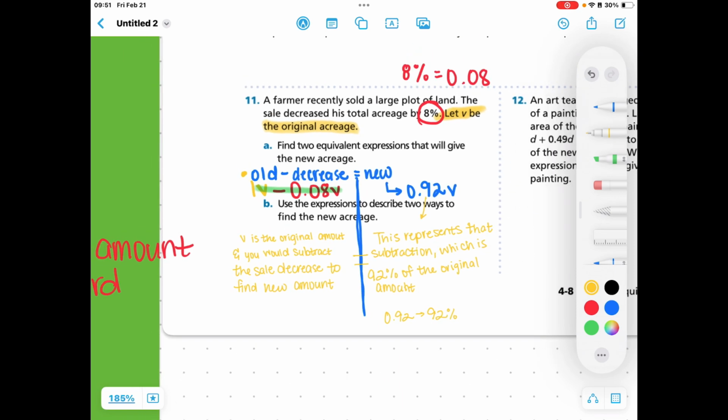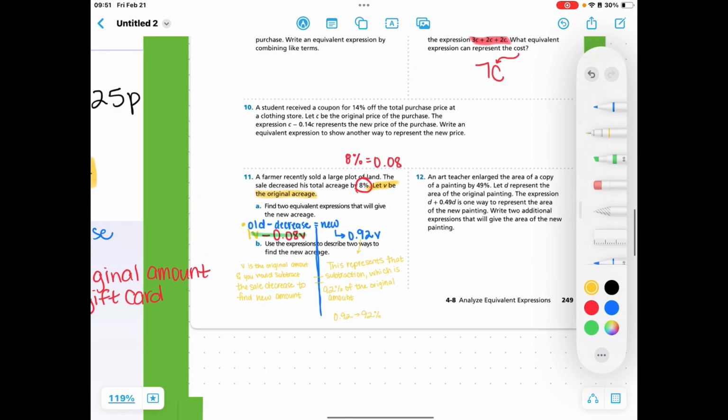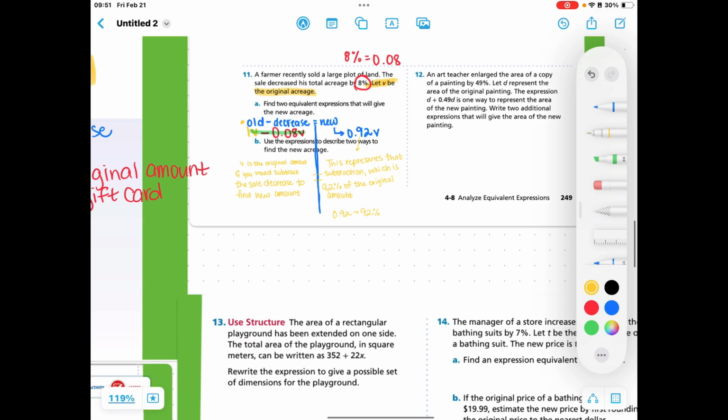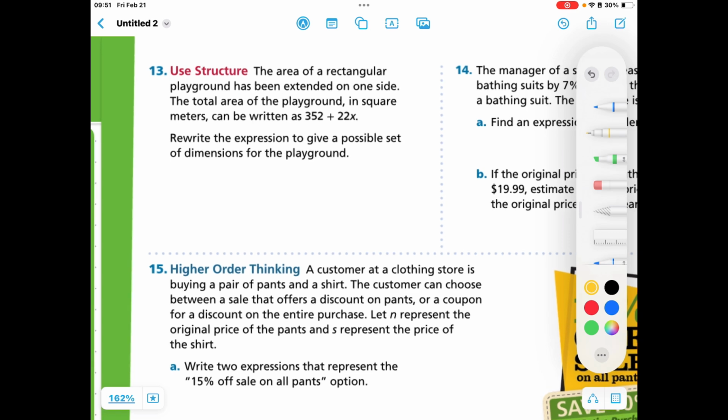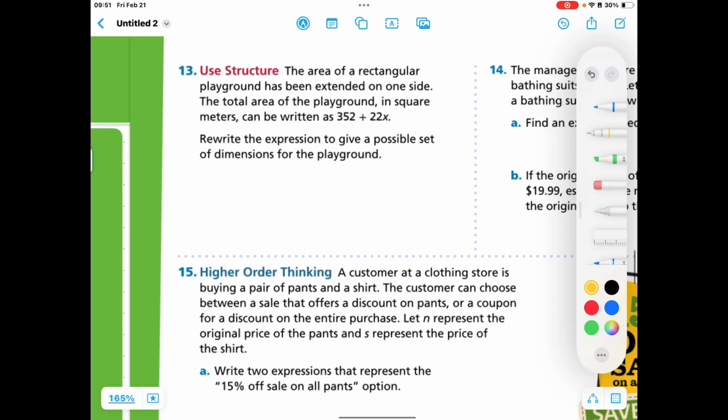And we learned that a couple of units ago. All right, number 13. Use the structure of the area of a rectangular playground that has been extended on one side. The total area of the playground is that. Can this be rewritten? Write the expression to give the possible set of dimensions.